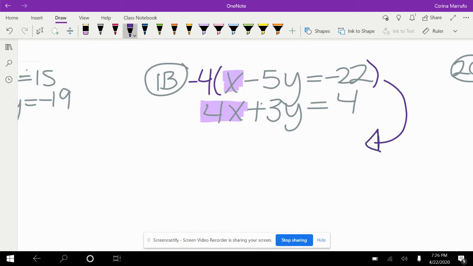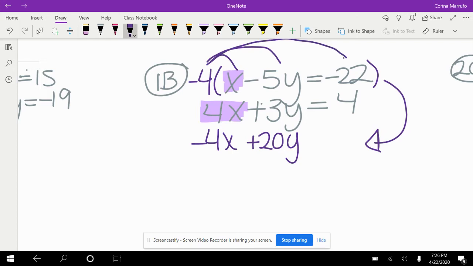Okay, so negative 4 times x is going to give you negative 4x. And then we're going to multiply negative 4 times negative 5y. That's going to give us a positive 20y. And then we're going to multiply the negative 4 times the negative 22. And that is going to give you a positive, because two negatives give you a positive, and it'll give you positive 88.